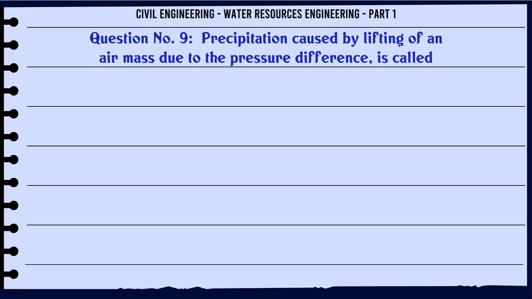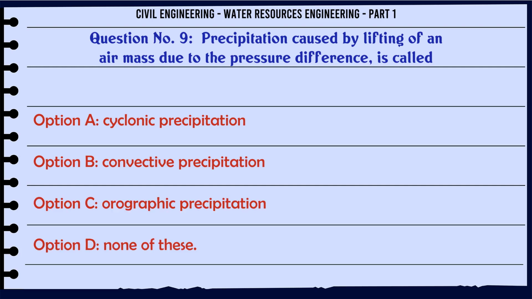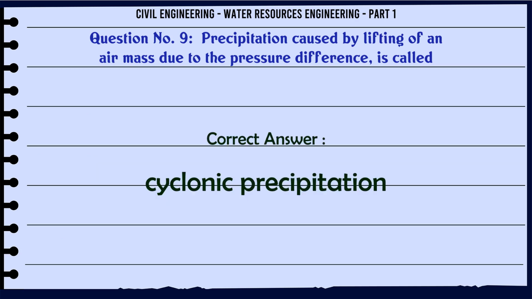Precipitation caused by lifting of an air mass due to the pressure difference is called A. cyclonic precipitation, B. convective precipitation, C. orographic precipitation, D. none of these. The correct answer is cyclonic precipitation.